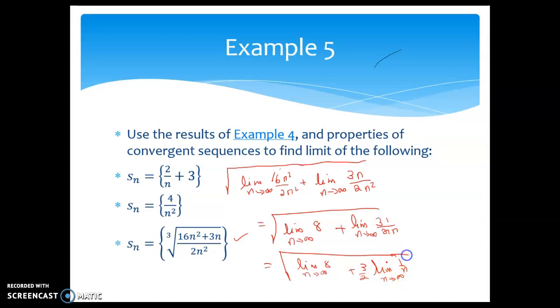over n. This is a cubic root here, cubic root, cubic root. So the limit of 8 is going to be 8. The limit of this one is going to be 0. So then I'm going to get the cubic root of 8, and that should be equal to 2.